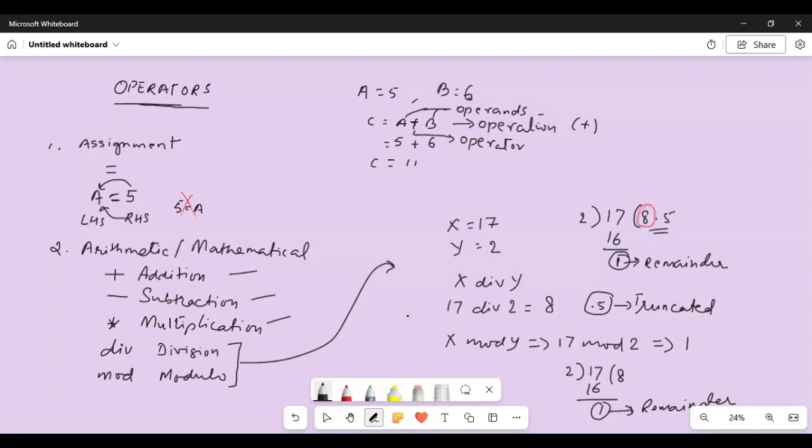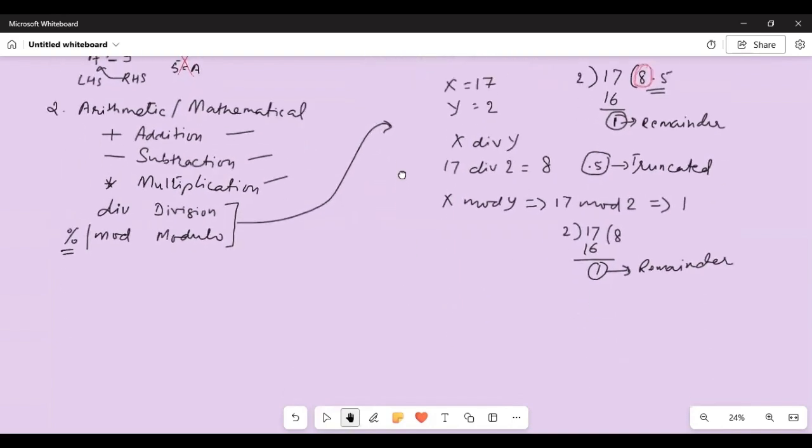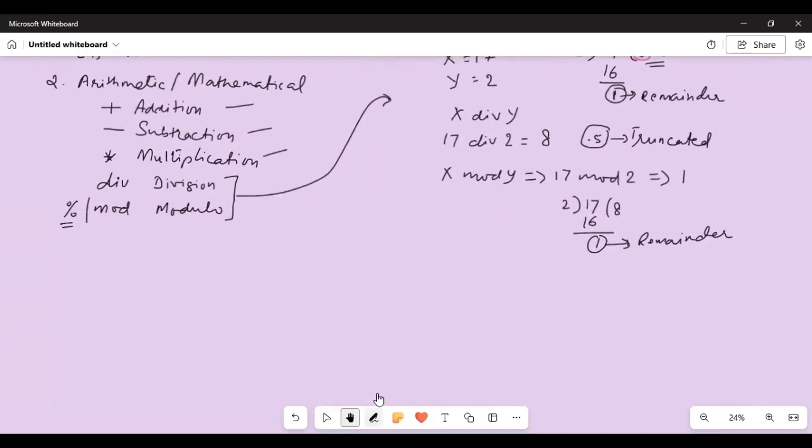So this is the difference between the div and the mod. In programming, mod is the percentage sign as the mathematical operator. So in pseudocodes, you can write the percentage sign also in place of writing mod. Both will be acceptable. This is the difference between div and mod, and this is how it is used. I hope the arithmetic or the mathematical operators are clear to you.